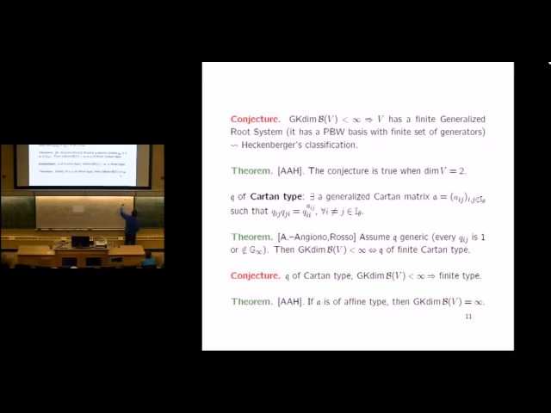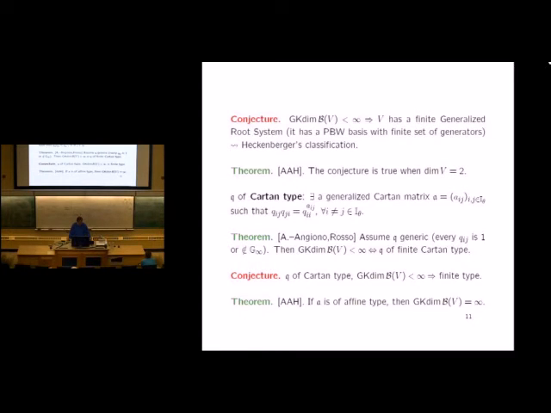This means that, where Aij is a generalized Cartan matrix, as in the book of Kac, then our conjecture is that if Q is of Cartan type, then the Gelfand-Kirillov dimension of B of V being finite implies that it is of finite type.